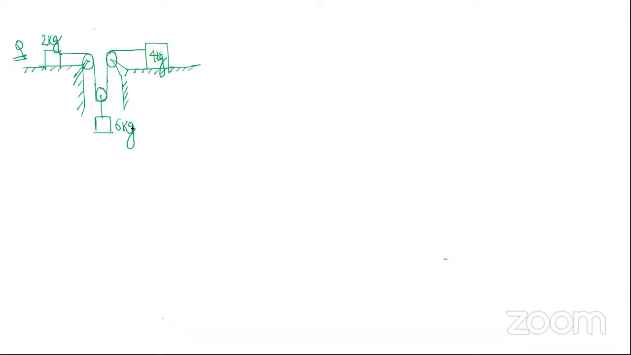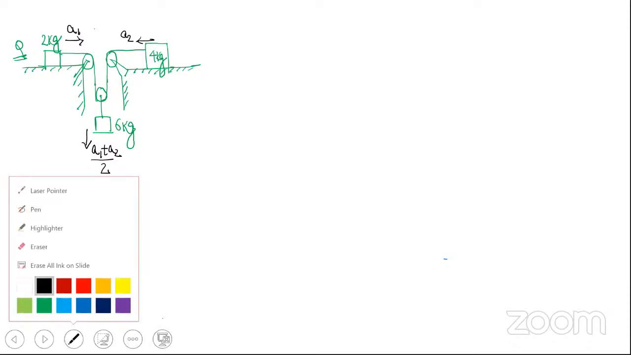Now look, which case is this? Third case. Right? This is the third case. So if you take the acceleration of the 2 kg as a1, and if you take the acceleration of the 4 kg as a2, then how much should you take the acceleration of the 6 kg? A1 plus A2 by 2. Don't take it as A3. And now form the equations and solve. See whether you are getting equations like this.